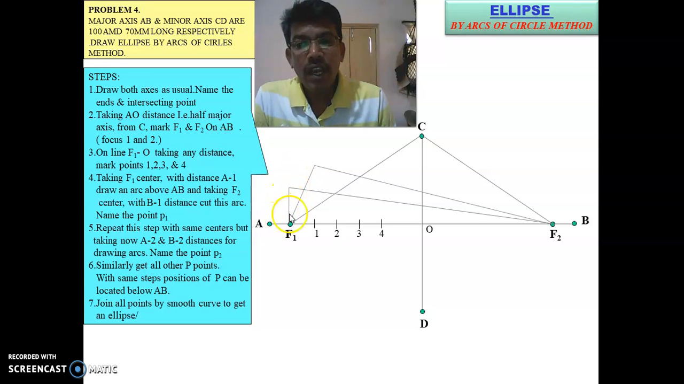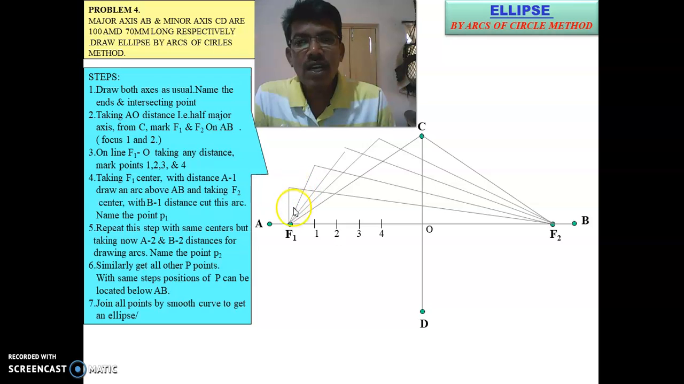Next A3 as a radius, F1 as a center, make another line. B3 as a radius, F2 as a center, make another line. Next, A4 as a radius, F1 as a center, you make a line or arc. Don't make lines, just make arcs only. Next, B4 as a radius, F2 as a center, make an arc.